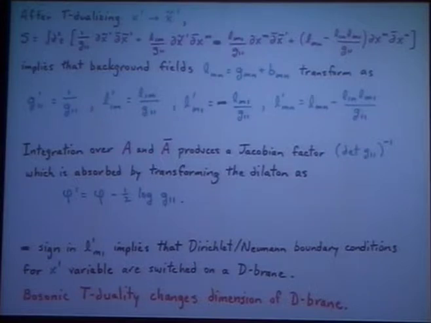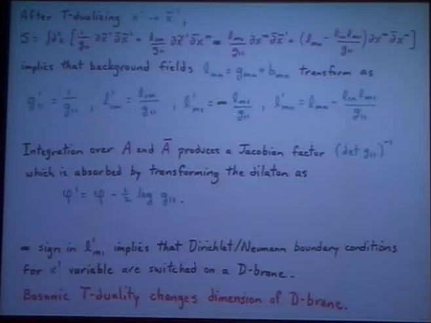Now, one thing that I did not mention is that you also, of course, have a coupling of phi to the two-dimensional worldsheet curvature. When you integrate over A and A-bar, that produces a Jacobian factor, just coming from the fact that you have G11 A A-bar. The Jacobian factor is just the inverse of the determinant of G11, and that can be absorbed, because of this Fradkin-Tseytlin coupling of the dilaton to worldsheet curvature, by shifting the space-time dilaton.